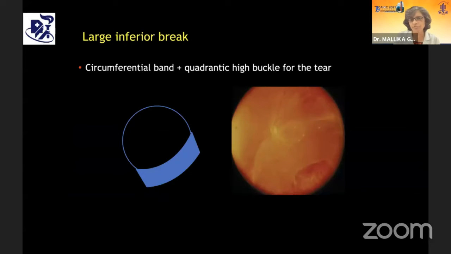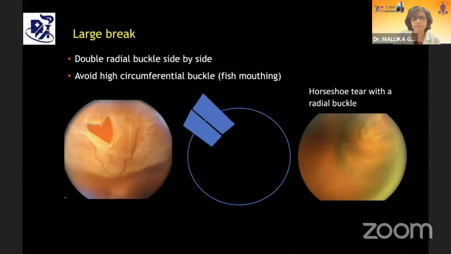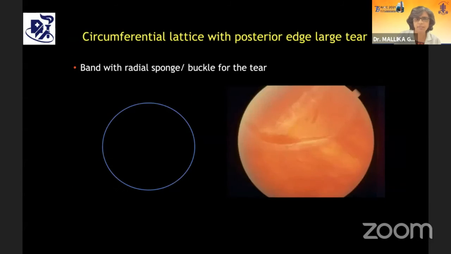Or if there is a large inferior break, you can have a circumferential broad band under the circumferential encerclage to close the tear on the table. If it's a very large tear, sometimes one sponge or radial buckle is not enough and you may need two side by side. In this situation, the circumferential buckle, if it is put, should be of low height. Otherwise, it causes fish mouthing of the large tear. And it's possible to close these tears, as you see on the right side, with a radial buckle.